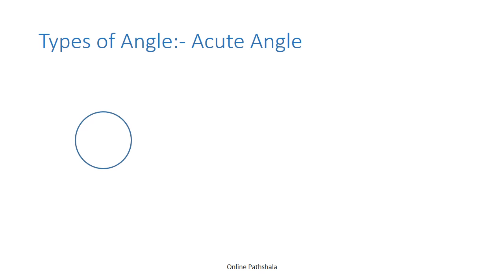The next type of angle is an acute angle. An acute angle is any angle that is smaller than a quarter turn, that is 90 degrees. So any angle that is smaller than 90 degrees is an acute angle. So this becomes our acute angle. Any angle between 0 degrees and 90 degrees will be an acute angle.